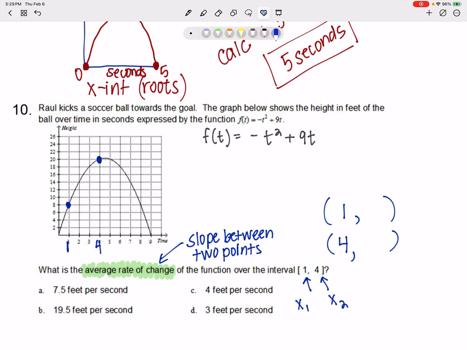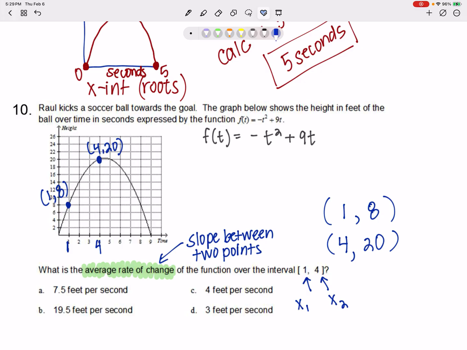Now we need to find the corresponding y values. When you put a 1 in, we're going to get an 8 out. So I go over to my graph, I put a 1 in, I get an 8 out. That ordered pair is (1, 8). That's going to be my ordered pair to calculate the slope between 2 points. The next ordered pair is (4, 20). That's the second ordered pair.